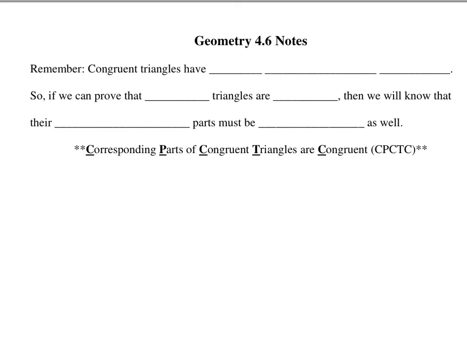By now we've gone through the 5 different ways of showing that two triangles are congruent. So now in 4.6, once we've shown that two triangles are congruent, there are different things we can list about them. We know that congruent triangles have congruent corresponding parts, which means all angles and all sides are congruent to each other.